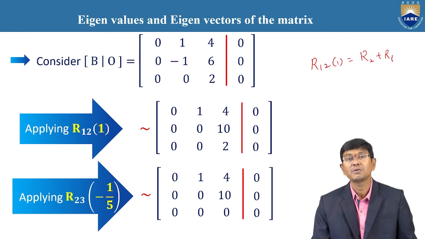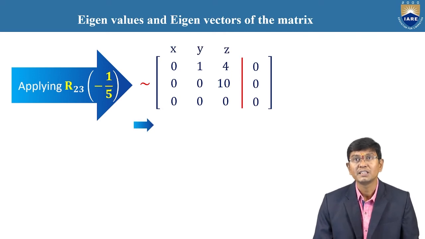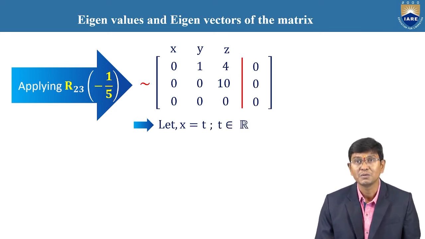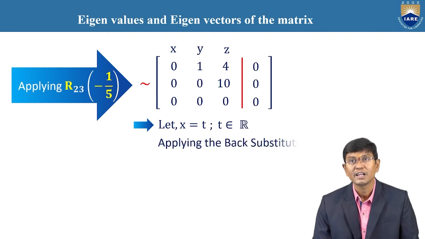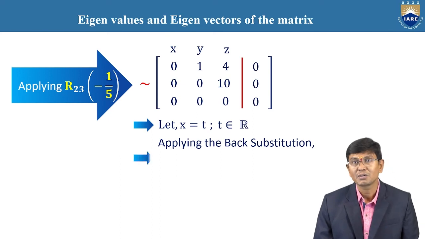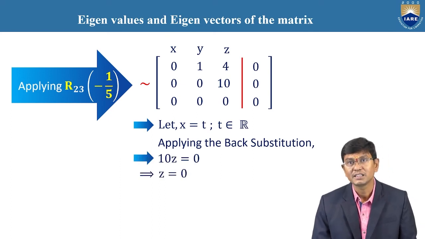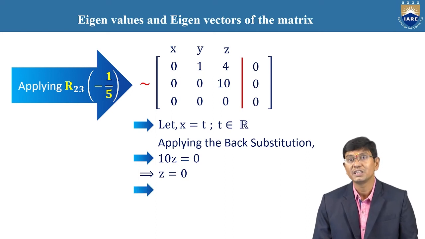Now, we need to find the equation form, that is, 0 into x plus 1 into y plus 4 into z equal to 0, and 0 into x plus 0 into y plus 10 into z equal to 0, and 0 into x plus 0 into y plus 0 into z equal to 0. Assume that x is equal to t, where t is a real value. Then from the back substitution method, from the last equation, 10z equal to 0, therefore z is equal to 0.